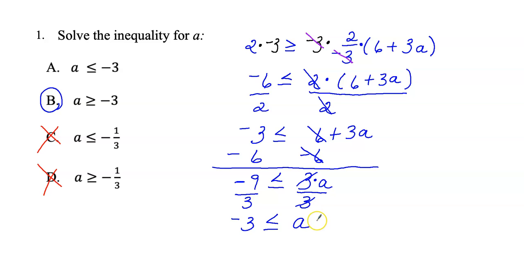Now, if that didn't make sense, what you can do is the following. I'll rewrite this piece up here. You can put the A on the left-hand side, put the negative 3 on the right-hand side, but when you do that, you need to reverse the direction of this. And now you can see that this matches up with answer choice B.